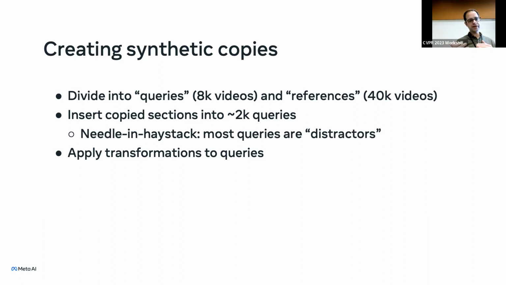And this motivates us to use metrics that replicate the production challenge of finding all the copies efficiently without false positives for queries that don't have any matches. Then we will apply transformations to the queries so that the queries are more challenging to match.